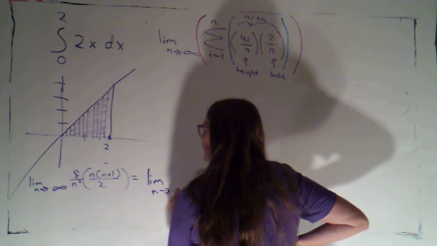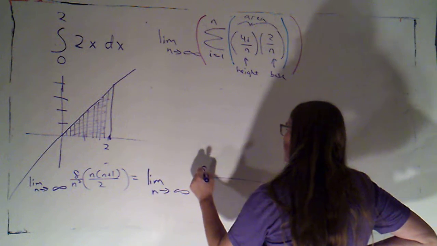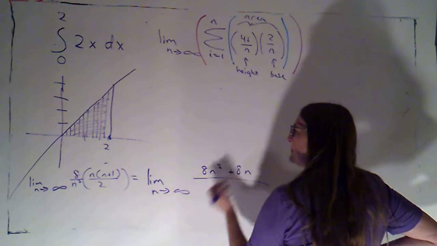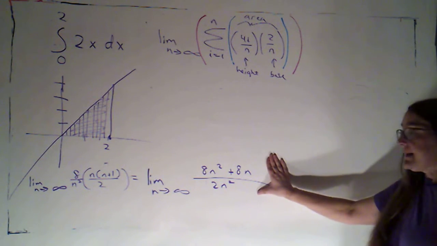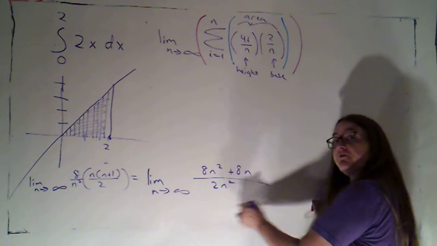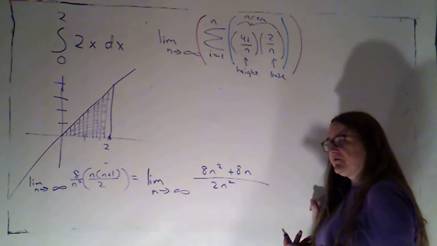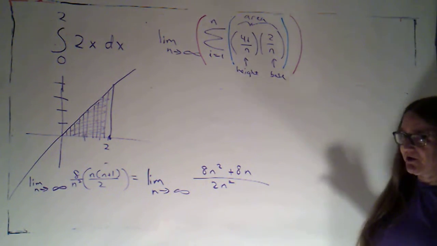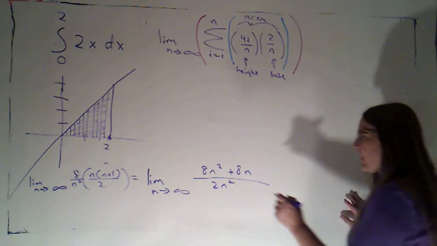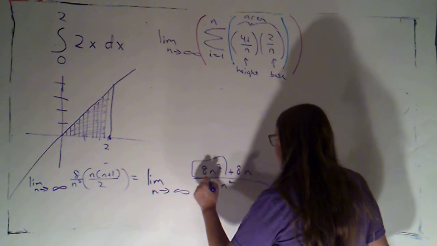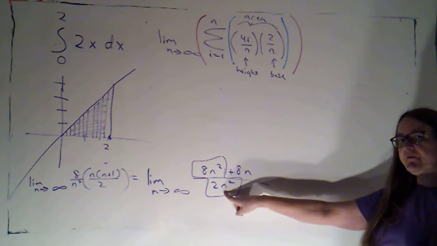So this is the limit as n goes to infinity. I'm just going to distribute this 8n to both pieces there. So that's 8n squared plus 8n all over 2n squared. Now this is just a rational function in n. It's not a rational function in x, which is what we're used to working with, but it's a rational function in n.